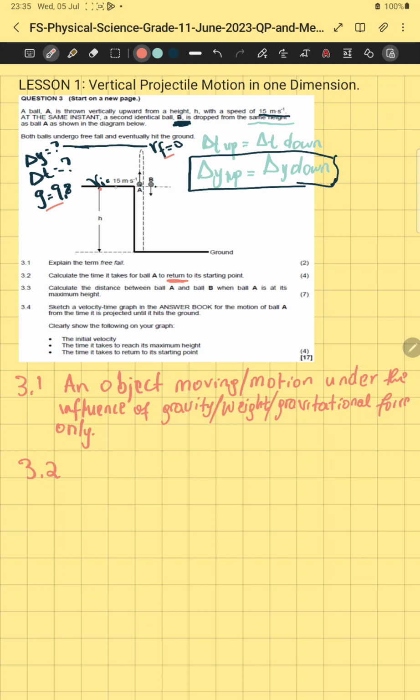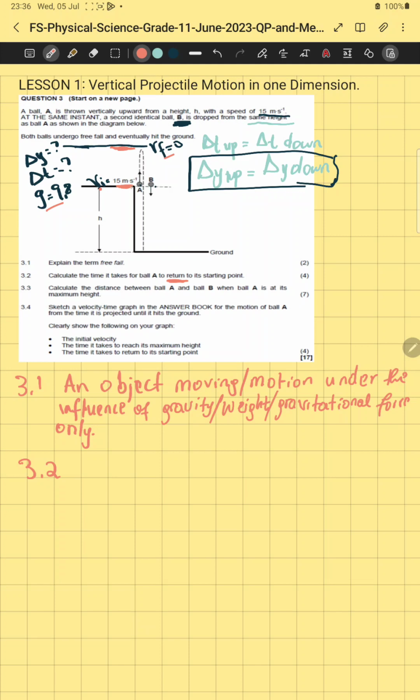So that means we can find the time just from this position up to this part, just the time it takes from here up to this point. Knowing that, once they say the time to return to its starting position, that means the time we get from this point up to here, we're going to multiply by 2.